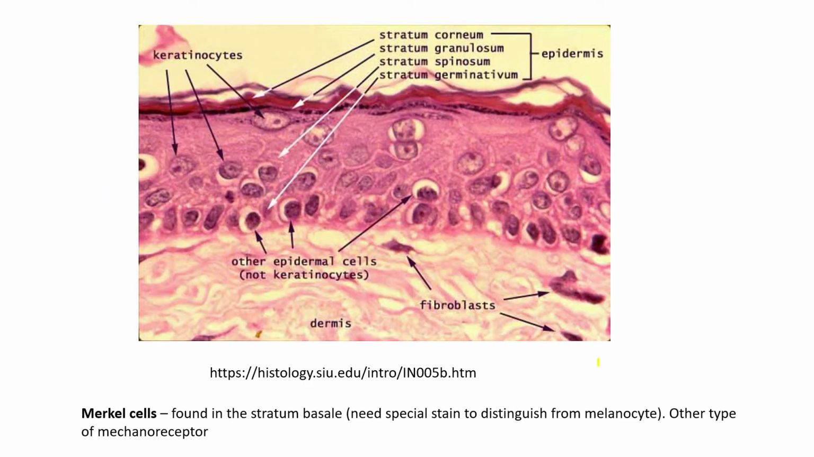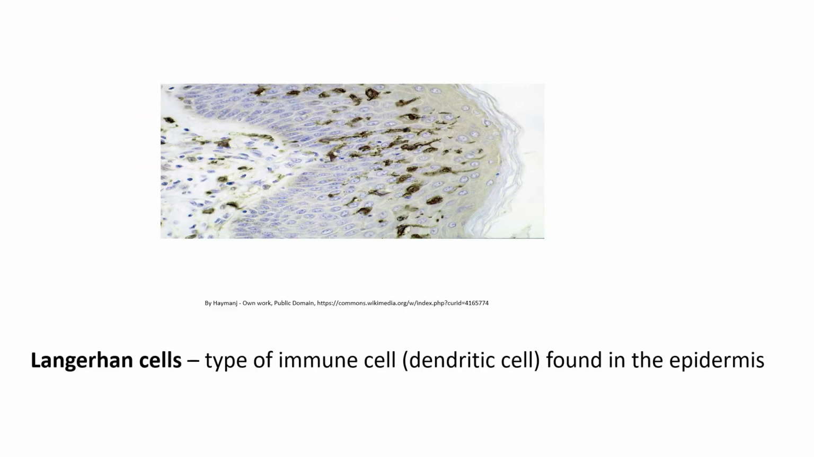So this is another picture of the skin with all of the layers labeled. We can see the basement membrane right here, as well as these other epidermal cells. So they could be melanocytes, or they could be Merkel cells, which are types of mechanoreceptors. And we can see keratinocytes labeled here, and these are our cells which produce keratin. Here is a different stain showing Langerhans cells, which are a type of dendritic cell or immune cell found in the epidermis. You won't be able to see them on H&E, but many disease processes involve Langerhans cells, so it's worth mentioning here.